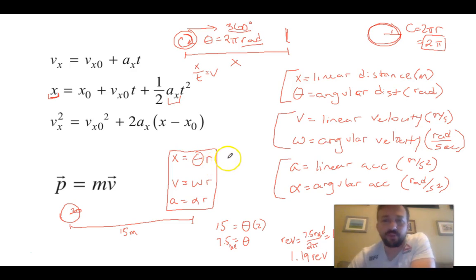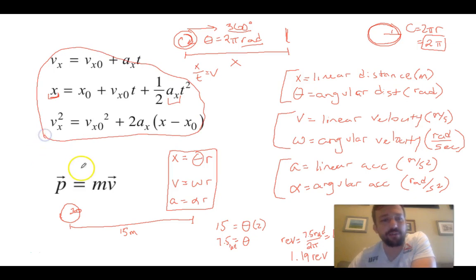Now, what I want to do is use all of these formulas here, these three formulas, except we want to use them as angular formulas. They're the exact same formulas, except we're going to replace the variables with these new angular variables. So anywhere there's an x, we're going to put a theta. Anywhere there's a v, we're going to put an omega. Anywhere there's an a, we're going to put an alpha. Okay? So watch, let's do that real quick.